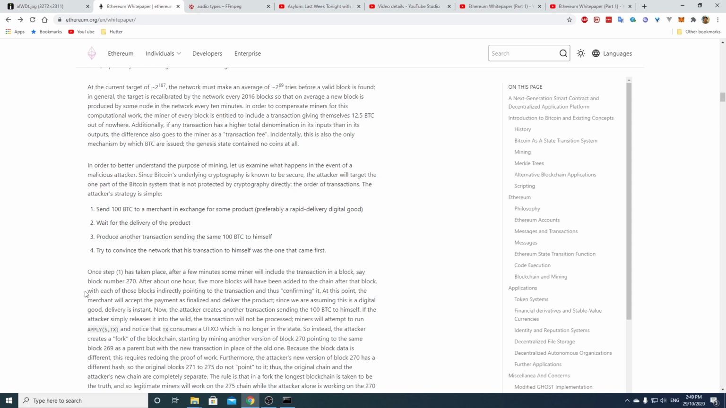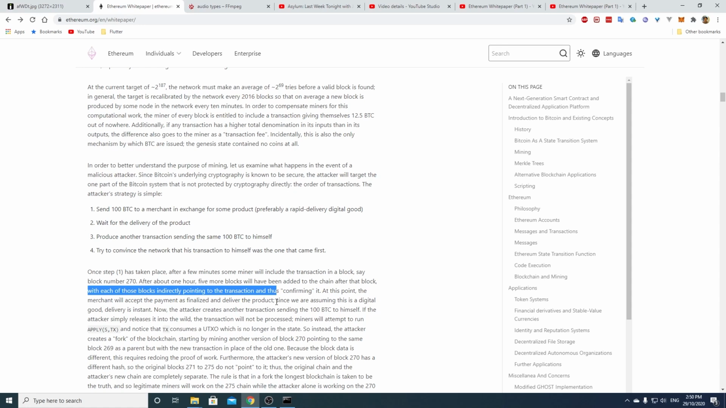So why is each block indirectly pointing to the transaction? It's because you have 5 blocks that are produced after the block that includes the transaction. Each of these blocks will have a hash that links to the previous hash. So if you change the transaction of the block, the current block 270, then it would change that hash. Then the next block will have to include that hash, so therefore its content would have changed. Therefore its hash would have changed, and so on and so forth for the remaining ones. So it's cascading. If you change anything in the blockchain, you will change everything that comes afterwards.